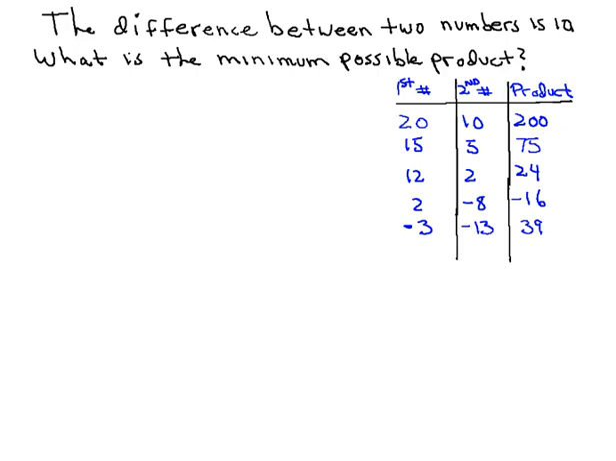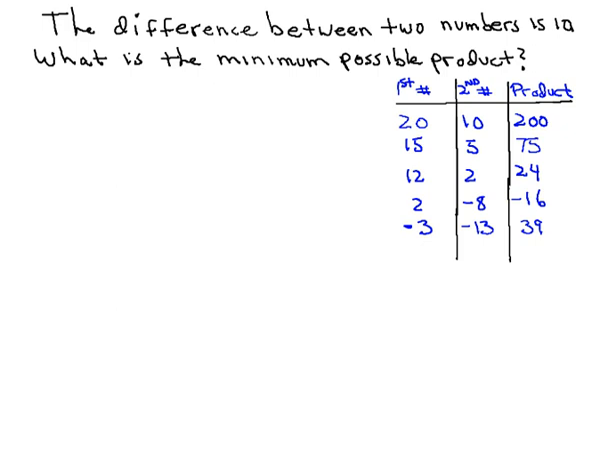If the first number is 15, then the second number would be 5 and the product would be 75. Now if the first number is 12 and the second number is 2, the product will be 24. If the first number were 2, the second number would be negative 8 and the product would be negative 16. And now if we jump into the negative numbers for the first number, if we choose negative 3, the second number would be negative 13 and the product would be positive 39.